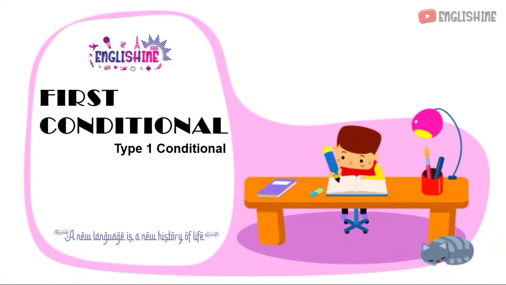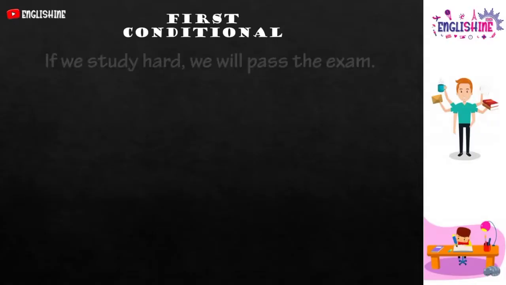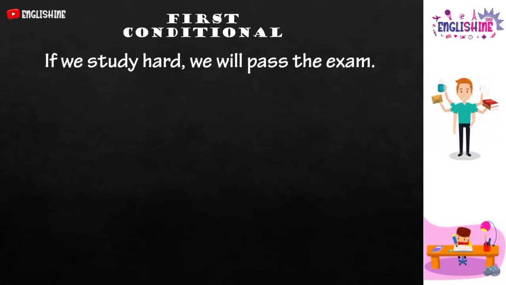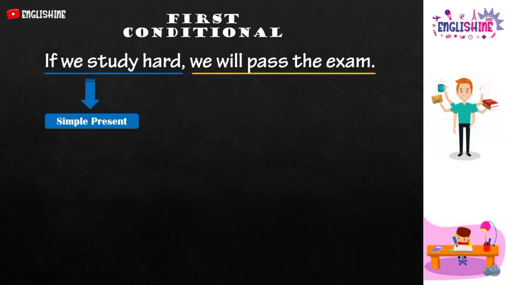First Conditional, Type 1 Conditional, English Grammar Lesson. If we study hard, we will pass the exam. This is an example of a first conditional sentence. The first part, if we study hard, is simple present. And the second part, we will pass the exam, is simple future.